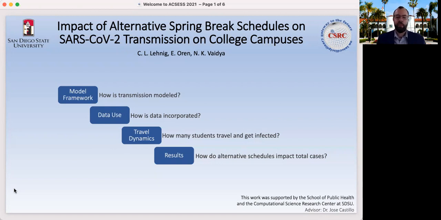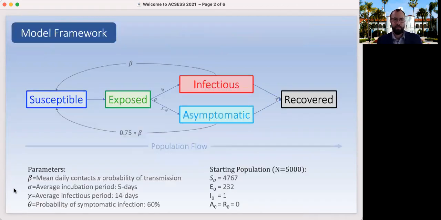My name is Chris Lehnig, and I will be sharing with you our research on estimating the impact alternative spring break schedules will have on reducing total COVID-19 incidents on college campuses. So a little background: last year, a lot of evidence emerged that college students returning for spring break 2020 contributed to a rise in local COVID-19 incidents in their hometowns. As a result, many US universities implemented alternative spring break schedules for the 2021 spring semester. As far as we know, there hasn't been any research comparing the impact different schedules will have on COVID-19 incidents, which is what we attempt to do in this study.